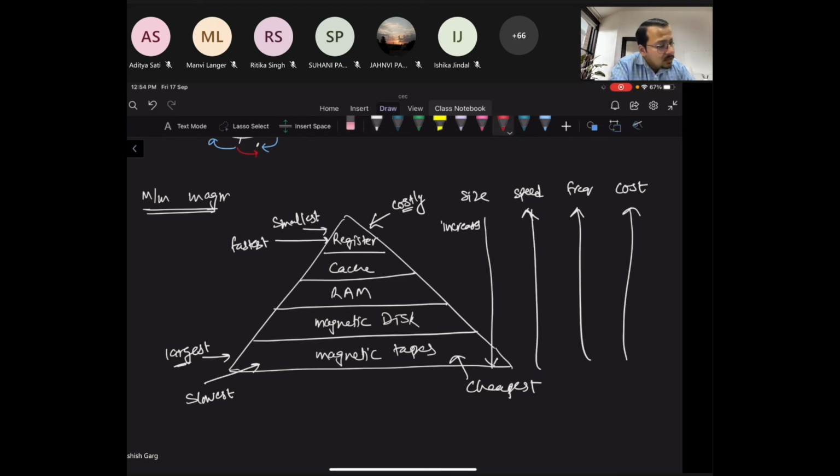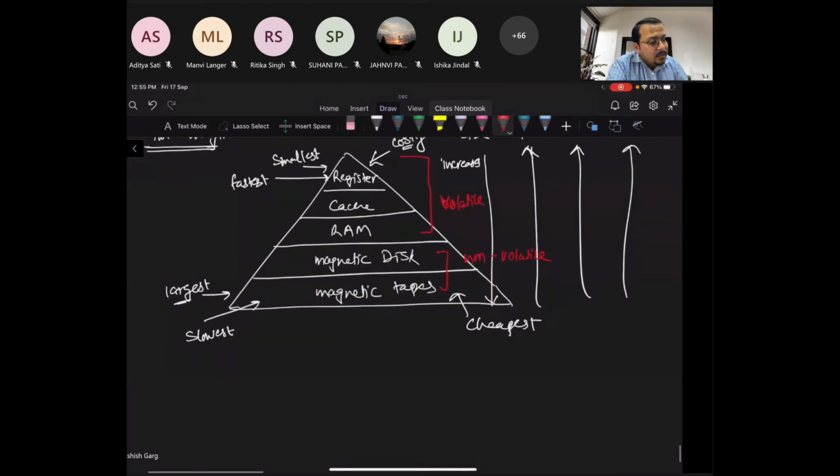Now see this, these three are volatile and these two are non-volatile. What is the meaning of volatile? Till the current is available, the data is available. If current is gone, the data is gone. So if you shut off your system, cache, register, RAM, all are empty. But if you shut off your system, the magnetic disk, that is your hard disk, has persistent data. It still contains data, the data is still available there. So that is non-volatile. So this is the memory hierarchy we have.